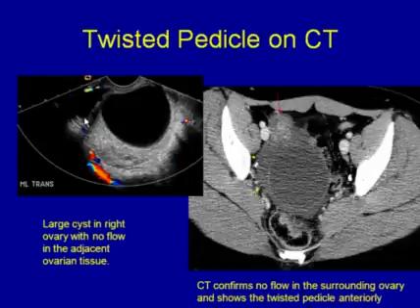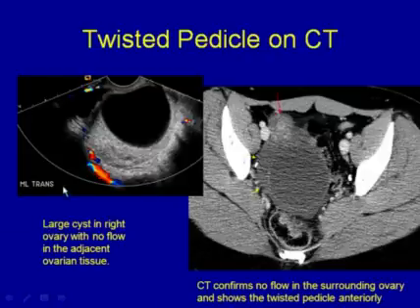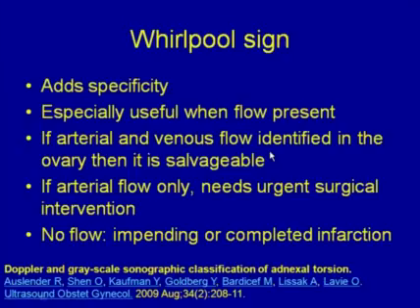So can you see this besides ultrasound? Can you see it on CT? And the answer is yes. Here's a patient who had a large cyst and a lot of grayscale abnormality here in the right ovary. You can see it here again in the midline. But on CT, you can also see this mass here with a little bit of enhancement centrally, and this is the twisted pedicle of this ovarian torsion.